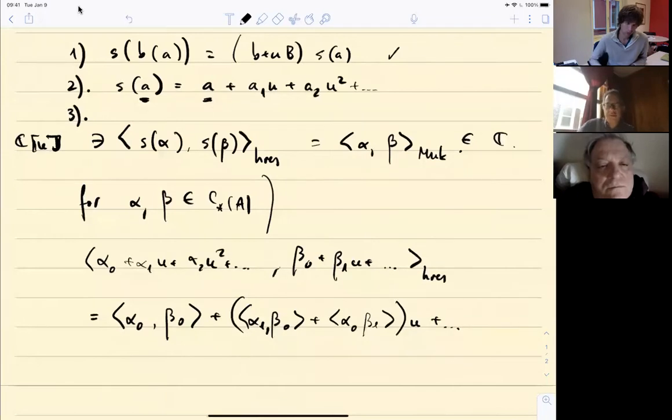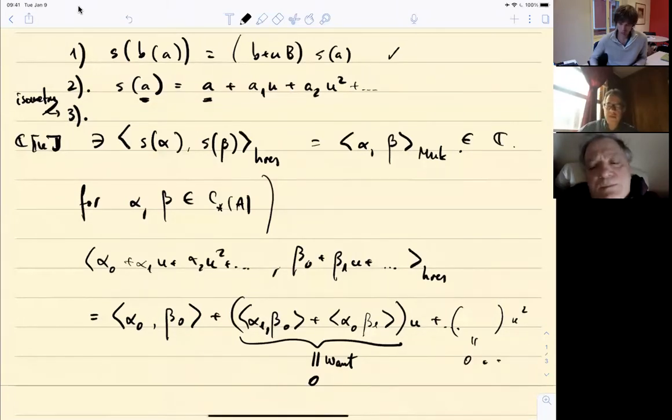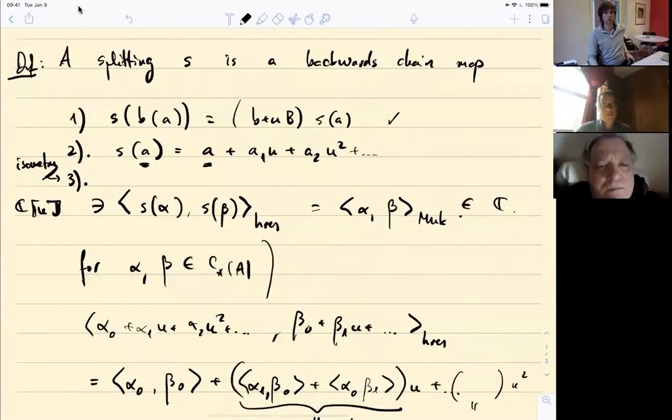So the condition that I'm imposing, condition 3, this is the isometry condition, says that all the higher powers of u are zero. The coefficients of all the higher powers of u in the higher residue pairing are zero. So this, I want it to be zero, and the next one also, and so on.